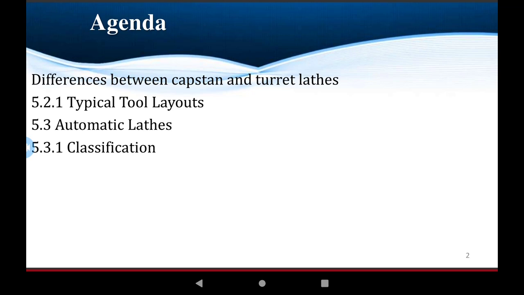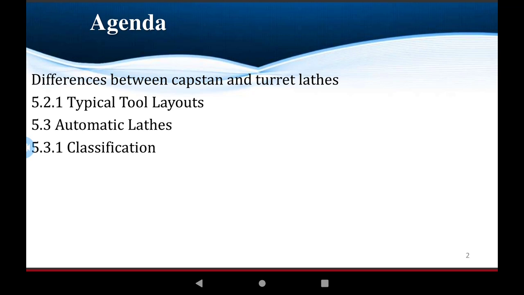The power is supplied to the headstock of the machine, and the carriage has a sliding, reciprocating motion. The tailstock holds the dead center of the machine, and in CNC machines the dead center is automatically removed. The work is performed only by the headstock.